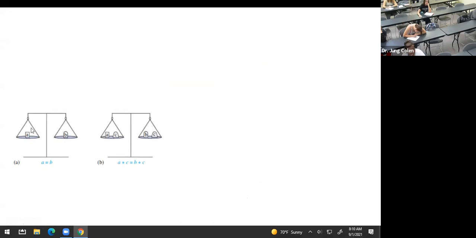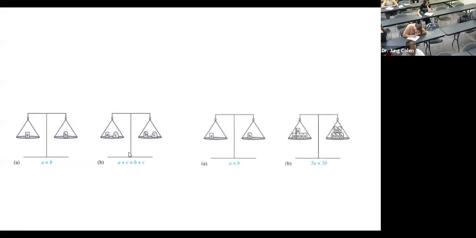I'm adding C to the left-hand side of the balance beam, and I exactly add the same amount on the other side too, and it's still balancing. What did I do? I added the same number on both sides of the equation, and it's still equal. What kind of property do you think it is? What did I just do? I added something, right? It is additive property.